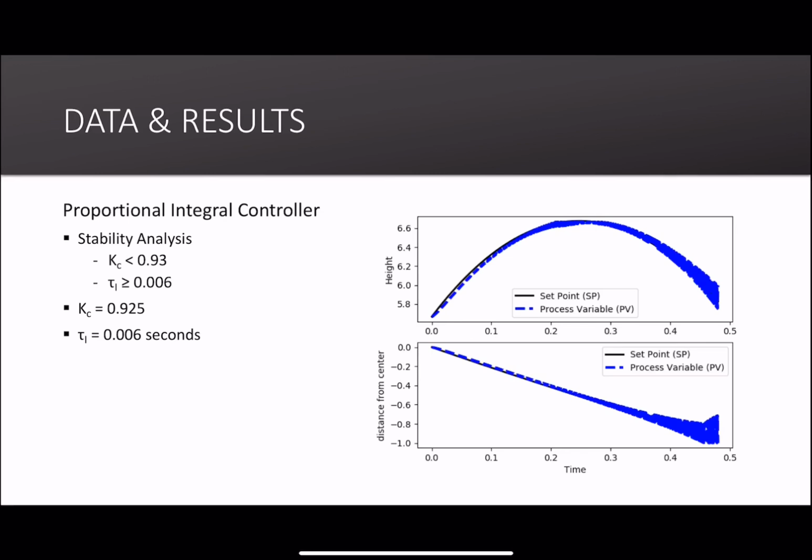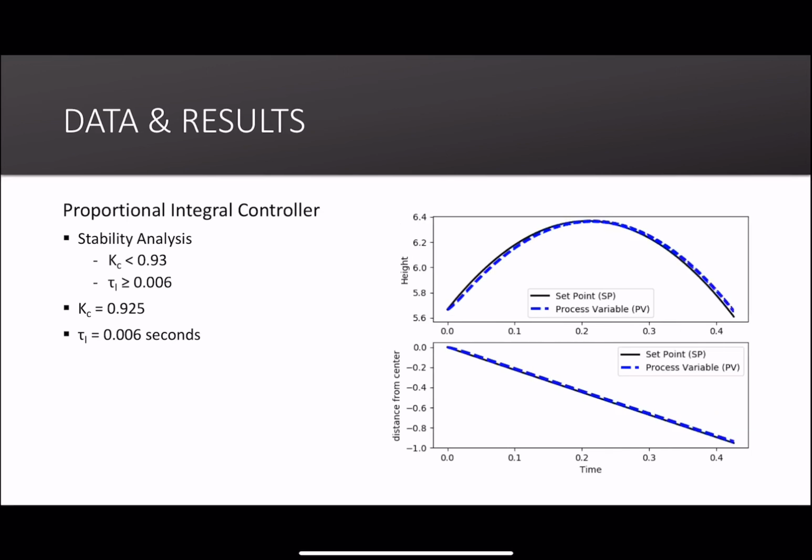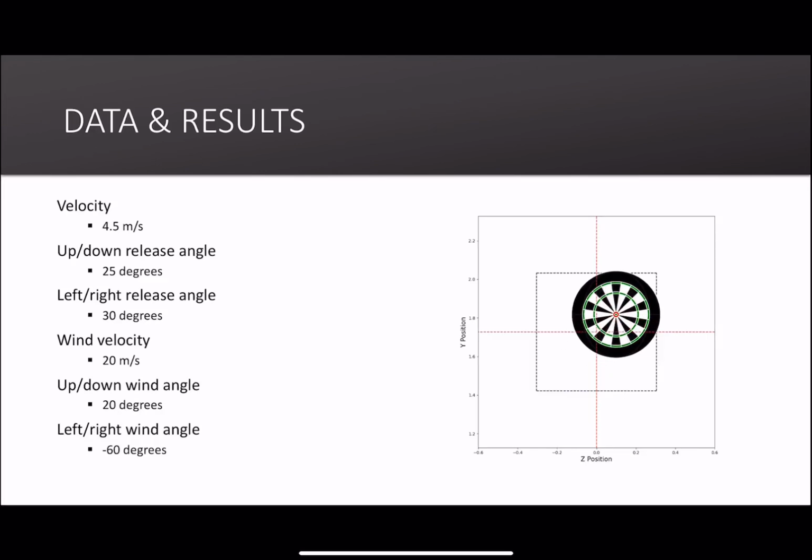We decided to go for a stable controller of 0.925 for the gain and 0.006 seconds for the time constant. As you can see, in both the Y and the Z directions, this led to a stable controller. If you look at this little GIF here on the right of our simulator, the dartboard tracks every movement of the dart, and that dart is represented by a pink arrow. They're centered up on the bullseye.